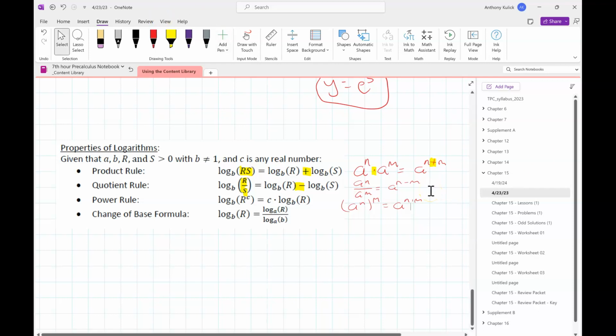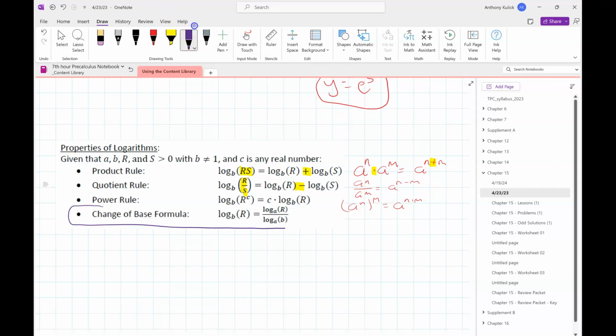Now, the change of base formula here is an interesting piece. This was super important when I was a student your age. You guys don't really even care about this anymore. The reason is, when I was a student, if I wanted to do log base 2 of 3, I had to rewrite that as the natural log of 3 over the natural log of 2. Because I didn't have a calculator that could do a logarithm. Any logarithm at all, I didn't have a calculator that could do it.